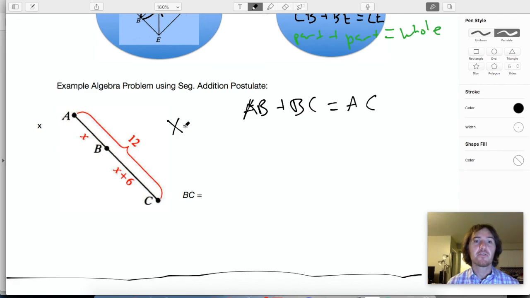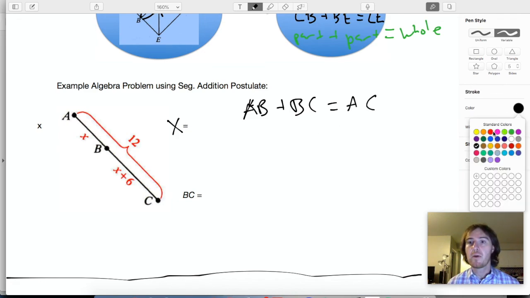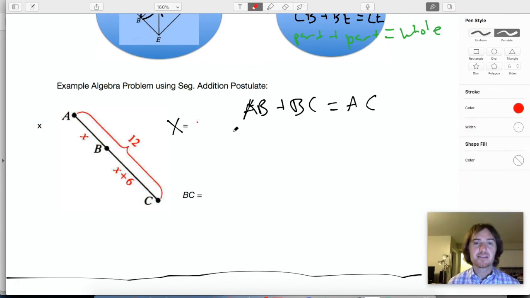So in order to solve for x right here, we might wanna take what AB equals, and AB equals x, okay. And BC equals x plus 6. And AC, AC also equals 12. It's given to us that the length of the whole is 12. So part plus part equals whole. And what's nice here is we only have one variable, so we just got to solve a one variable equation.